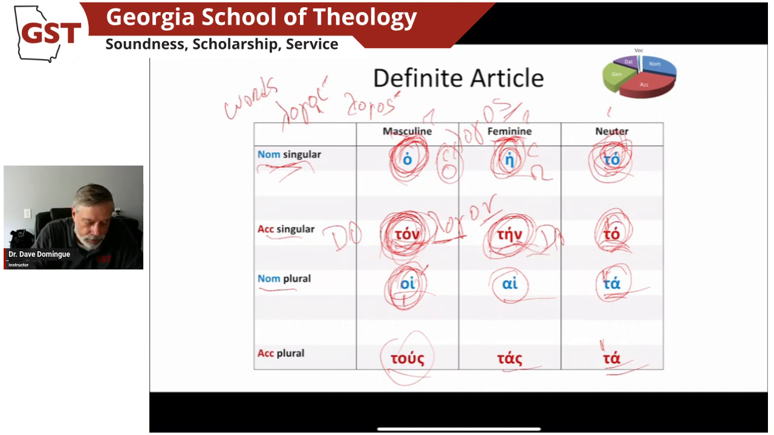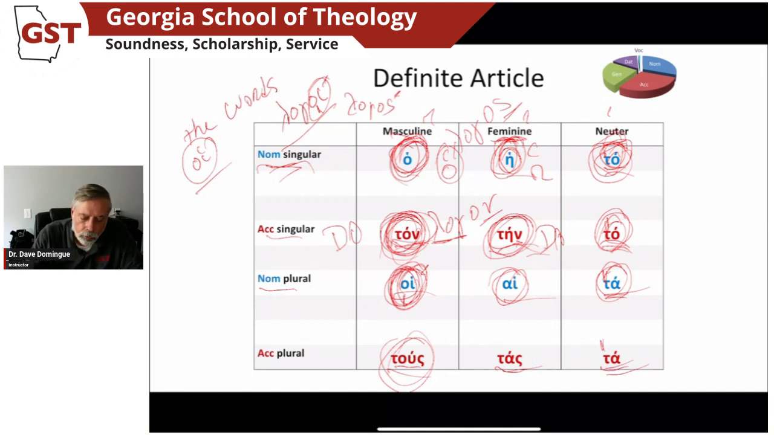So notice it's the same ending. There's my article. So I would say I want to make it the words. That's hoi logoi. Notice the ending is the same. That really helps you. Hai, excuse me, with the rough breathing, same thing for feminine words. Ta for accusative neuter words, or nominative plural neuter words. Accusative masculine words will have tous for its article, tas for feminine direct object accusative words, and ta.